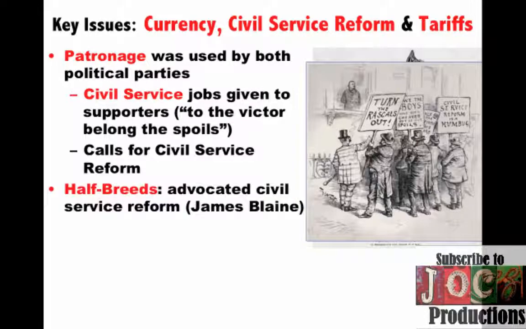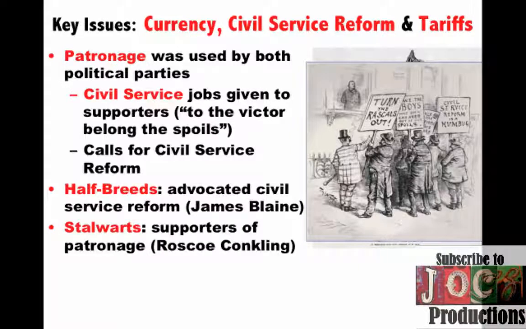Another thing you need to keep in mind is that you have two camps within the political parties. One, the Half-Breeds, advocated civil service reform, and their leader was James Blaine. The other group was the Stalwarts, who were supporters of patronage, and they're best represented by Roscoe Conkling.